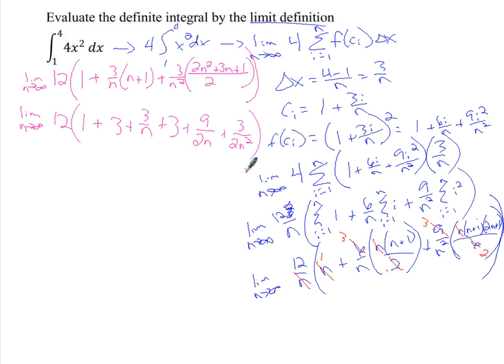Throw the 12 in there? How about I don't? Because right now I can take the limit as n goes to infinity, before I even combine like terms, and all the n terms in the denominator are going to disappear, which leaves me with the 12 times 1 plus 3 plus 3. So I get 7 times 12, which is 84. Okay? So the area under the curve from 1 to 4 of 4x squared dx is 84 square units.